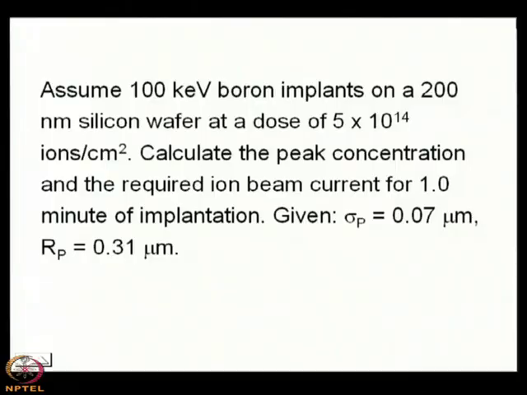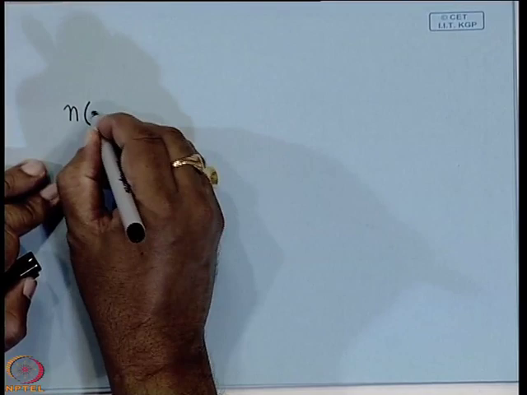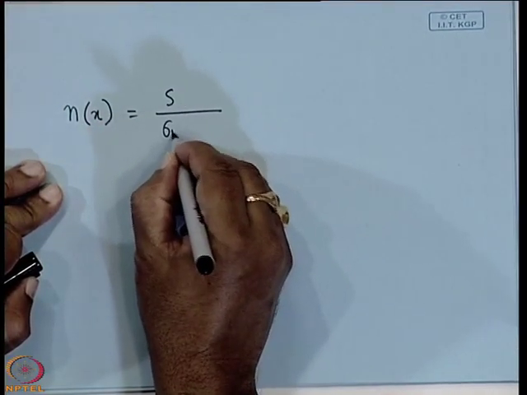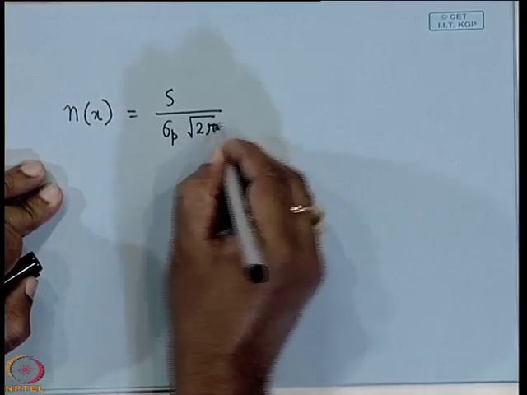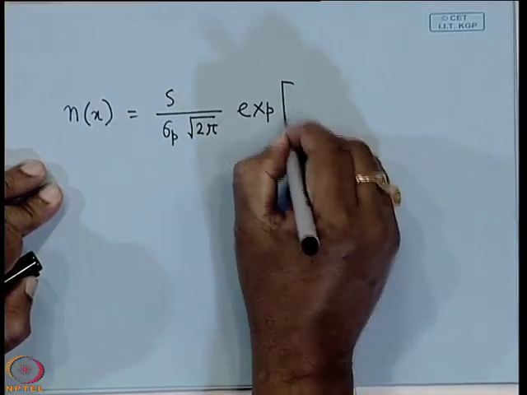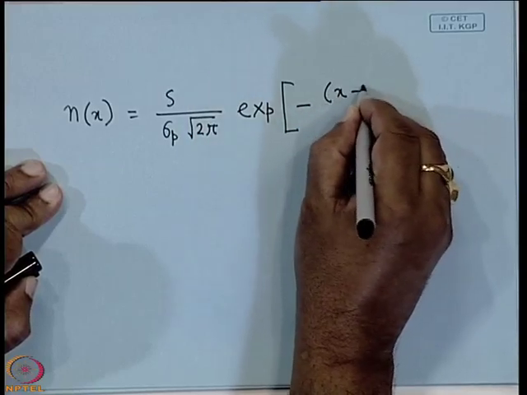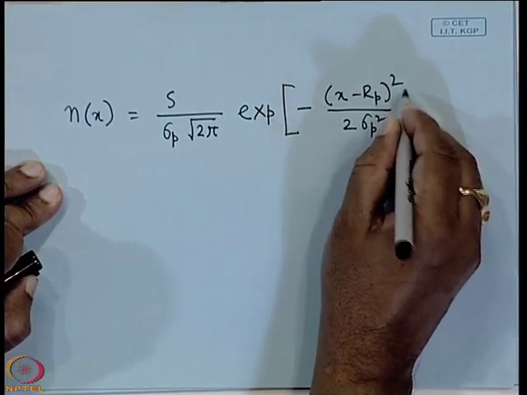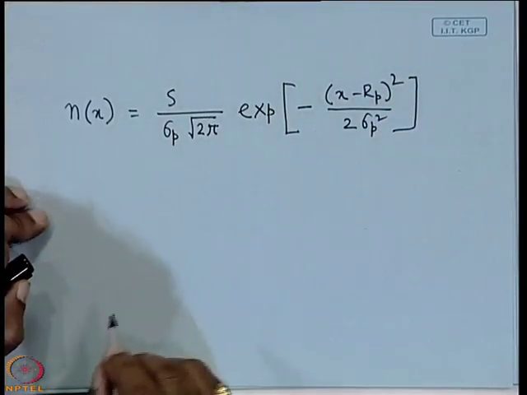One thing is the peak concentration. Peak concentration means it will be at x equals to Rp. So, if it is say n(x), it is equals to S by sigma p root 2 pi, exponential minus (x minus Rp) square by 2 sigma p square. So, this is the expression.